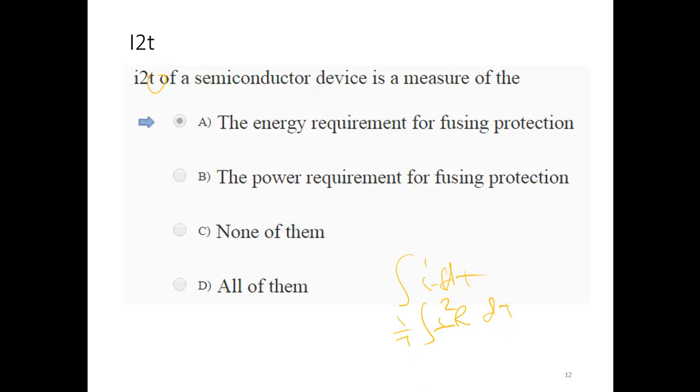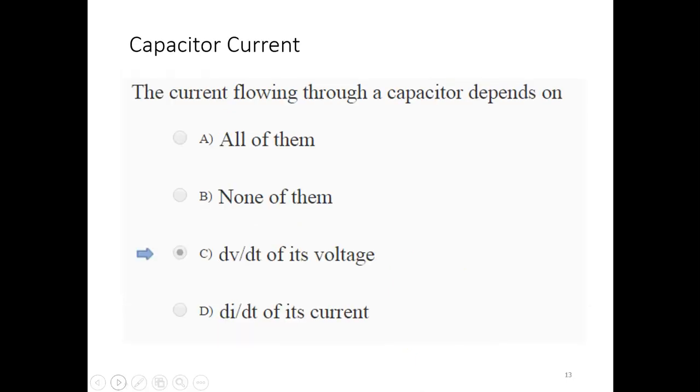This is not the power requirement of the protection; it's the energy requirement. It represents the energy, not the power.